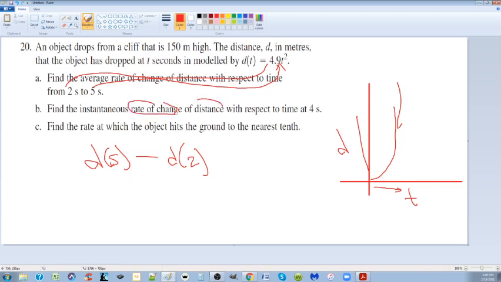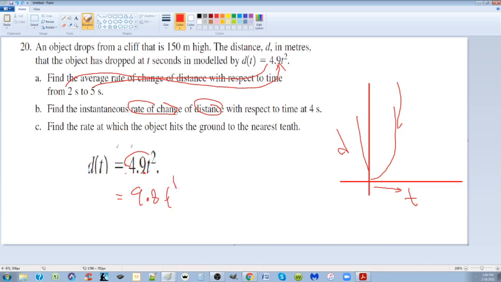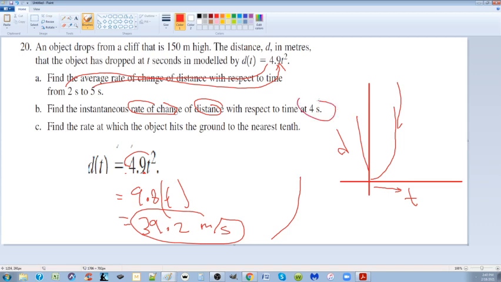Find the instantaneous rate of change of distance at precisely 4 seconds. For that, we'll need the derivative. So we're going to take this, and we're going to figure out that the derivative is 9.8t. The 2 comes down, multiplies the 4.9, and the 2 gets lowered to 1. And at 4 seconds, it's 4 times this, which is 39.2 meters per second. That is how quickly it is falling at that specific time. Guess what? 1 second later, this is going to go way up.